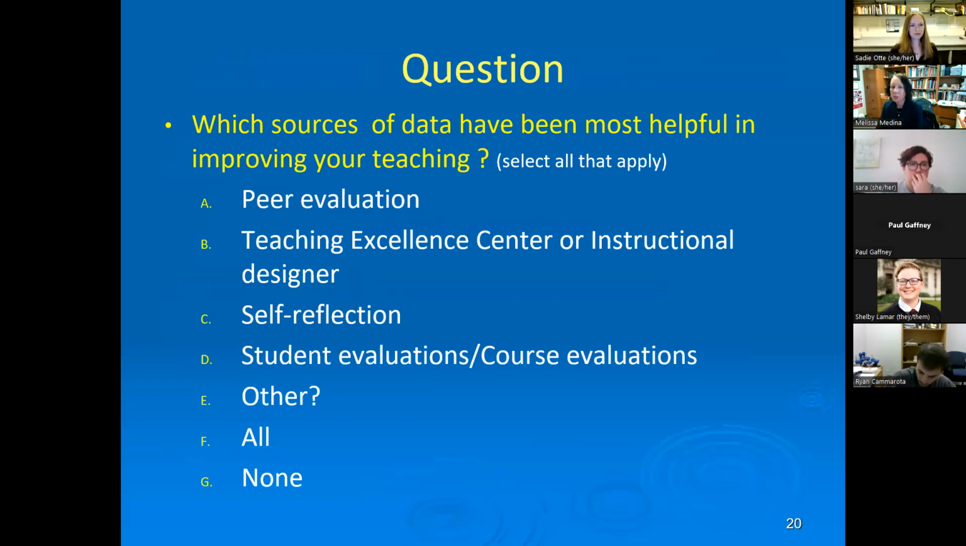So what has been most helpful for you? So you said, many of you said mid-semester evaluations. I'm going to give you a quick poll to see which of these have been most helpful. So out of all the sources of feedback, you should have a poll that popped up. Do you see this poll?